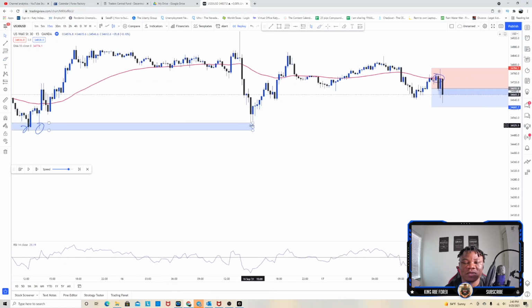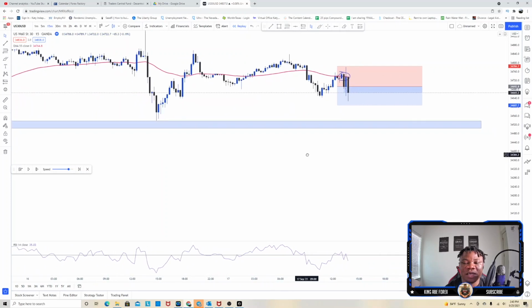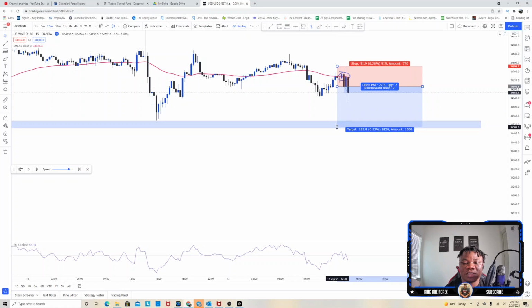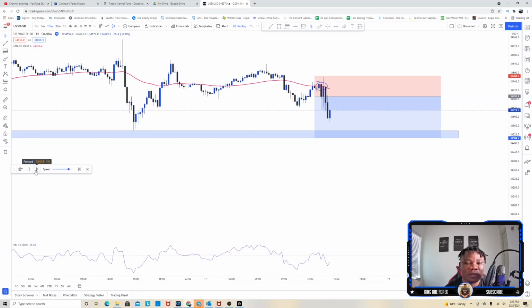That's going to be our take profit target, and we just drag this all the way over here and pull this down right here. So we're targeting 1800 pips, with a stop loss of 919 pips. Our risk to reward ratio is 2 times. So let's see how this trade actually played out.